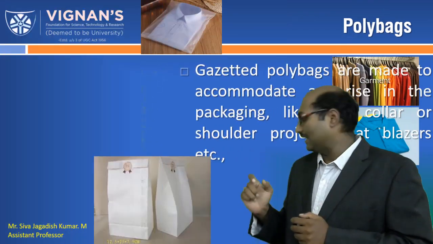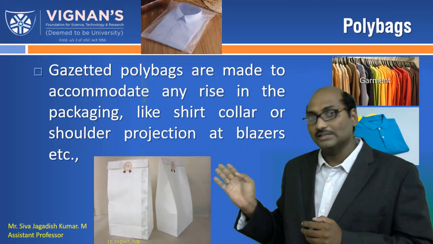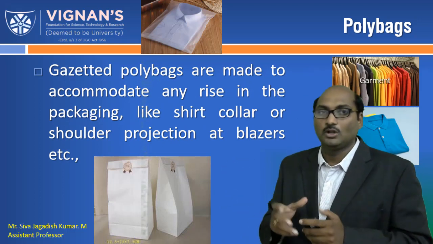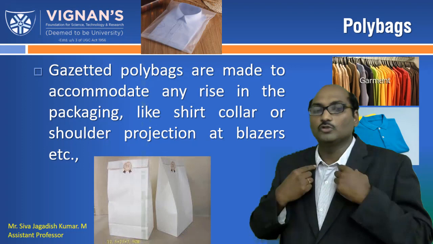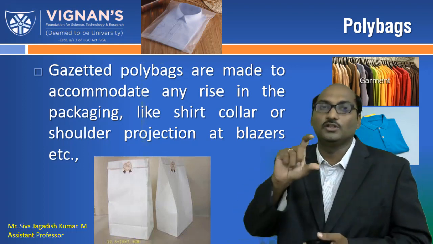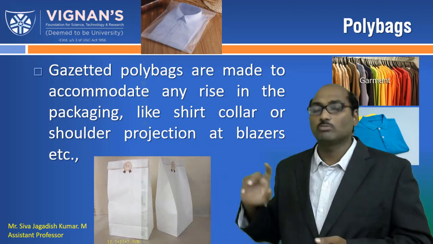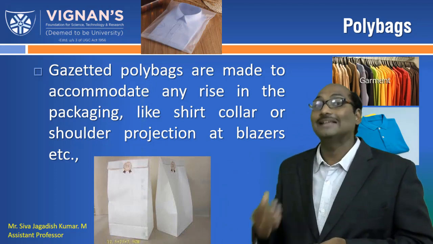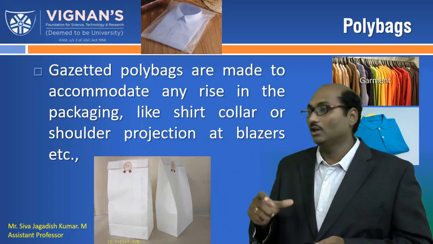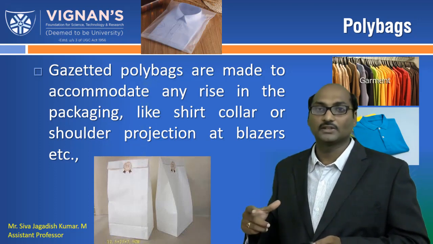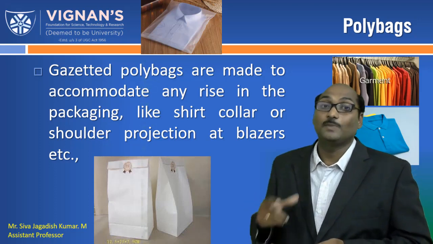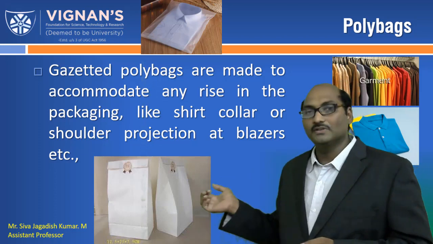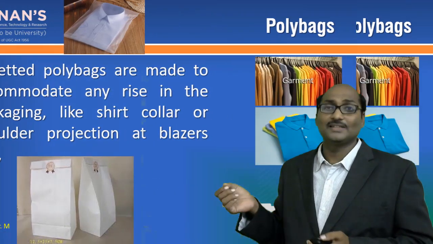Gazetted, as you can see in this picture, the gazetted polybags are made to accommodate any rise in the packaging. Like a shirt collar, which at the collar stage is 2 inches, but at the edge it is not much thicker. So where the shirt is kept, the gazette is required. The shirt collar or shoulder projection and blazers etc. require the special gazette. If you see the normal bag at the bottom, the gazette is there, right?